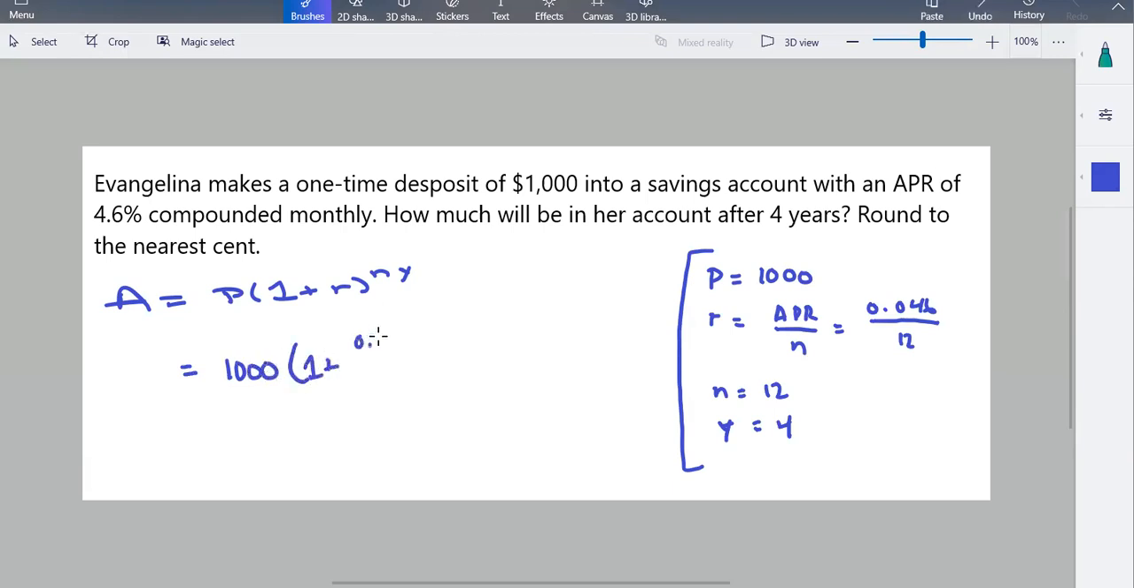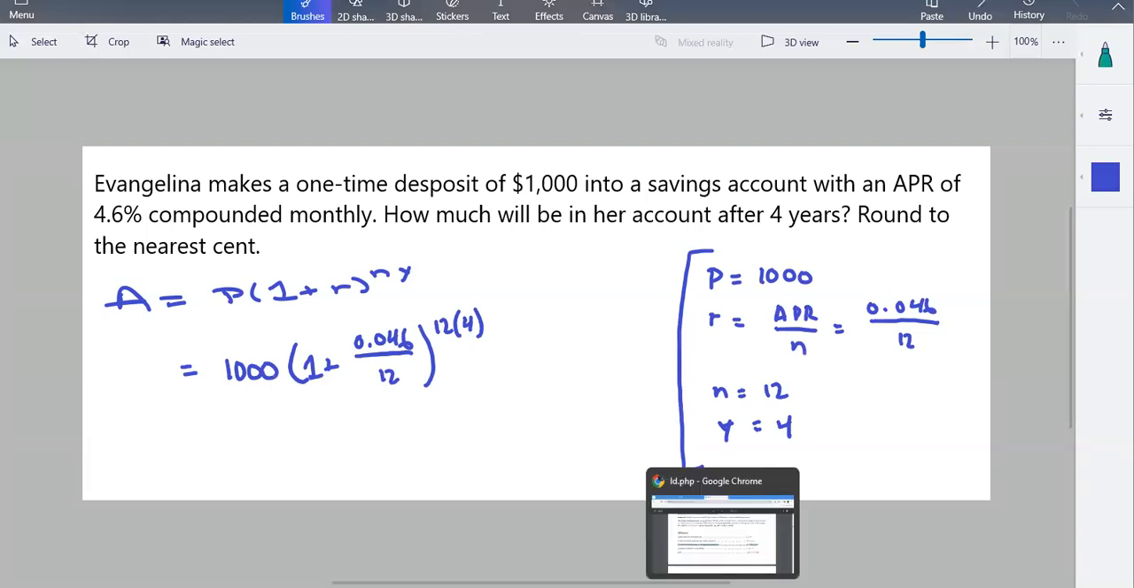My periodic interest rate, 0.046 divided by 12. Now you can do this division first if you want to. Very rarely are you going to get a number that you will not have to round. And we usually want to round these at the very end of the problem. This one says round to the nearest cent. If you try to do this 0.046 divided by 12, you're not working with cents and we would be rounding, and it's not good.